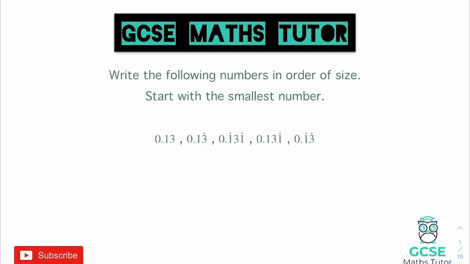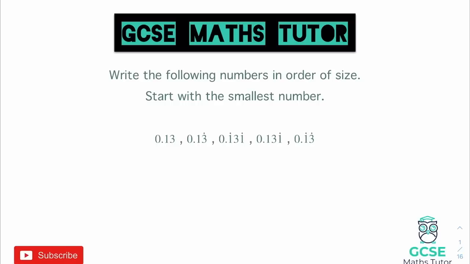Okay, so when ordering recurring decimals and also just normal decimals, we want to add a few extra decimal places so that we can see exactly what they look like. Now all of these in the first 2 decimal places have a 1 and a 3. So we'll go to 3 or 4 decimal places, and we'll think about ordering them from there.